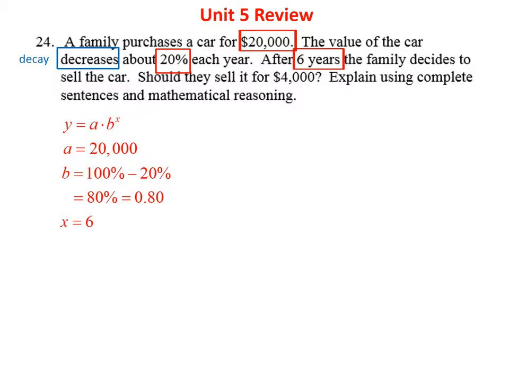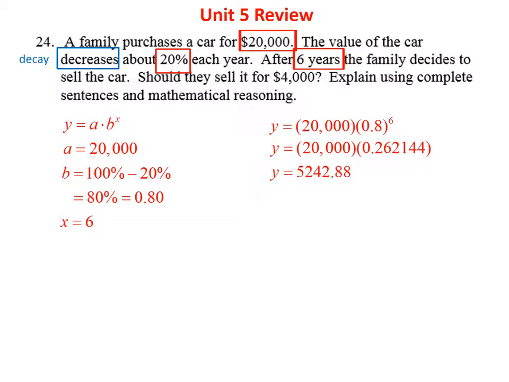We're going to look at what it will be in 6 years. So those are the things we're going to plug into this equation, and we have y equals 20,000 times 8/10 to the 6th power. Use our calculator again. Remember, if you're not used to that, you're going to type in 0.8, go to the exponential function button, and then type in the number 6. Now we do that, and then multiply by 20,000. And so the value of our car after 6 years will be $5,242.88. Now the question is, should they sell it for $4,000?